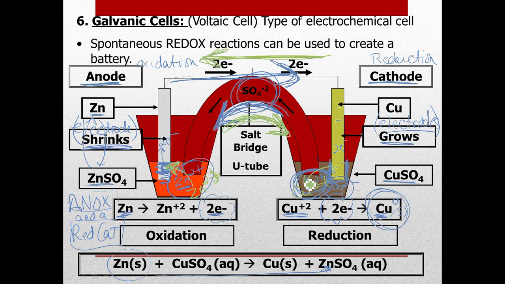Okay, so this is a spontaneous electrochemical cell that we call a galvanic cell or a voltaic cell. Voltaic because we get volts out of it, and we can figure out exactly how many volts by using the table N in your reference tables.